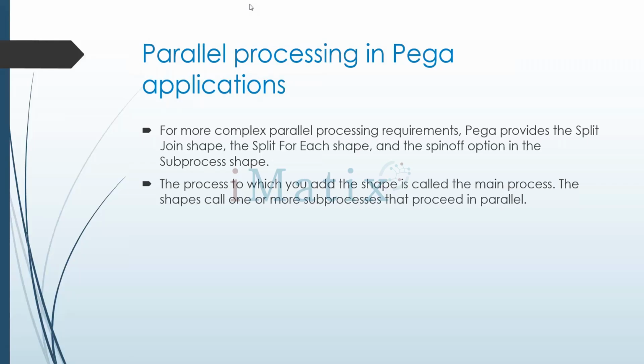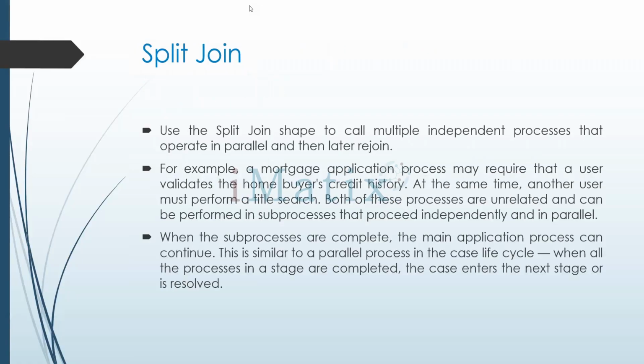I think we'll look at split join. What is split join? You're splitting the process and then you're joining it back again. That's what you're doing, splitting the process first and then joining it back. Now, how does this work?